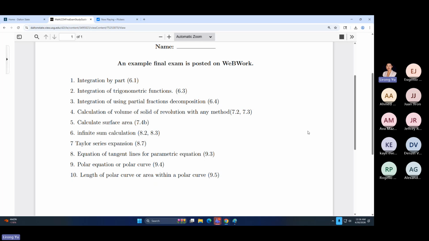Question 5 is about volume calculation. There are 2 methods of volume calculation, the shell method and the disk or washer method. We learned that in 7.2 and 7.3. And so that's one of the skills that we did in chapter 7.